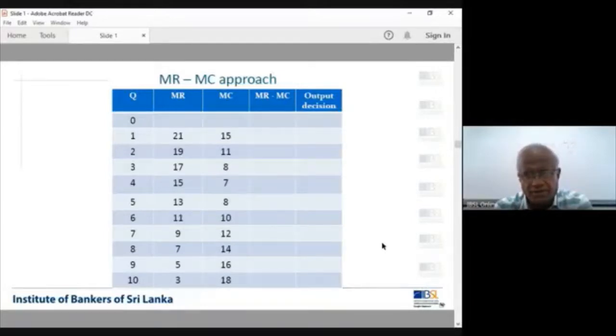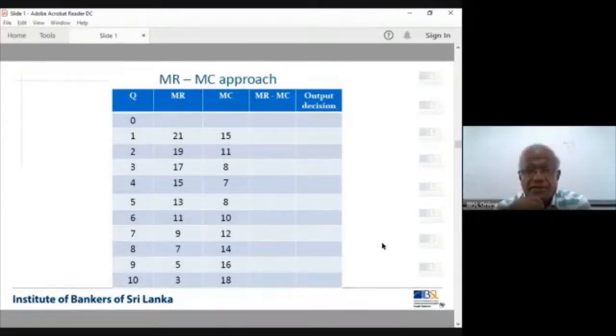Then what do you recommend? You are a consultant. You said, okay, by selling the first unit, you can earn profit. Go to the next level. Second, by selling the second unit, again you can earn profit, 19 minus 11. Go to the third. Increase the output. 17 minus 8.